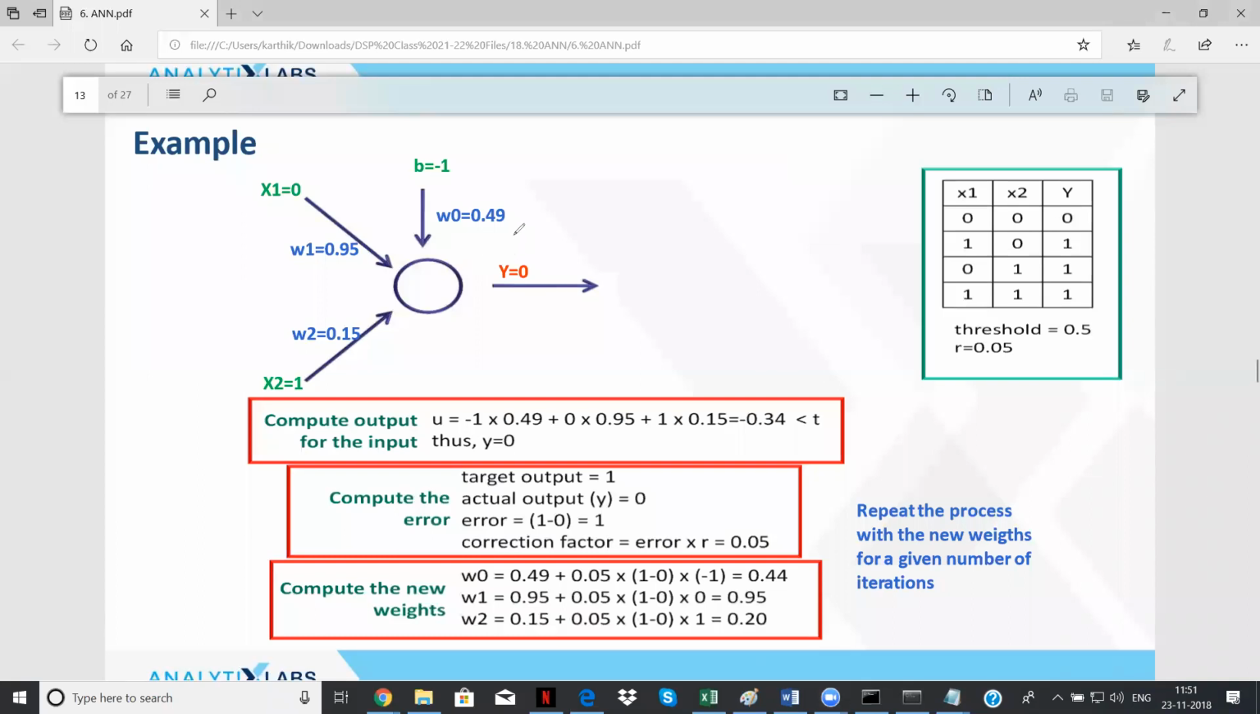So what is my actual output? I already have my output, right? In my labeled data, I'll definitely have my output. So what is my actual output? Y is equal to 0 is my output, right?